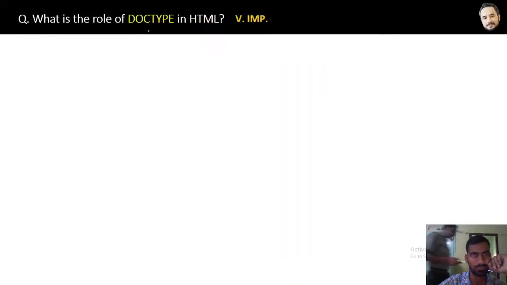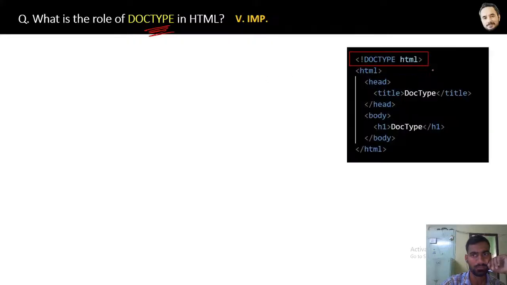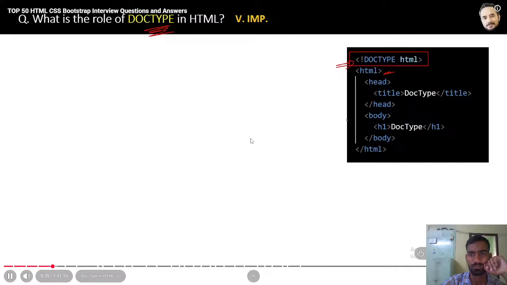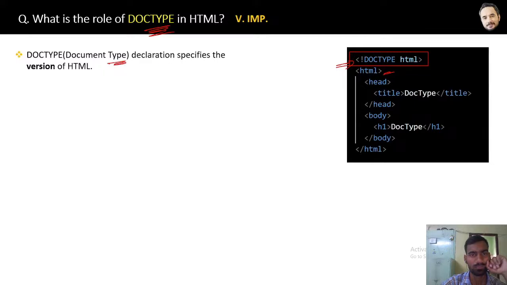What is the purpose of doc type in HTML? Here you can see the code for very short and simple HTML5 code, and at the top of it is a doc type HTML statement. What does doc type mean here? Doc type, which stands for document type declaration, specifies the version of HTML. For example, just this doc type HTML means the version is HTML5. Okay, we need not write here 5 explicitly.